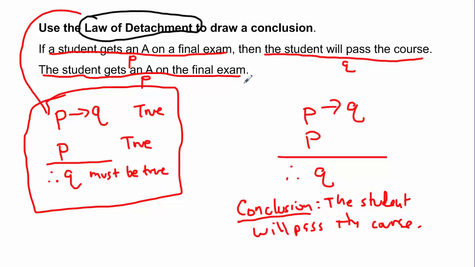So that's the law of detachment. You can see converting it to symbols definitely helps you see a little bit clearer. As long as you label everything and you can see it matches up, then we know we can make a conclusion: if this is true and this is true, then this has to be true. And then Q was represented by the student will pass the course.